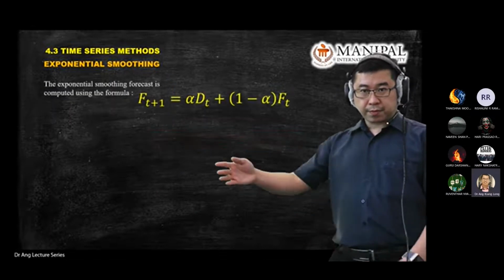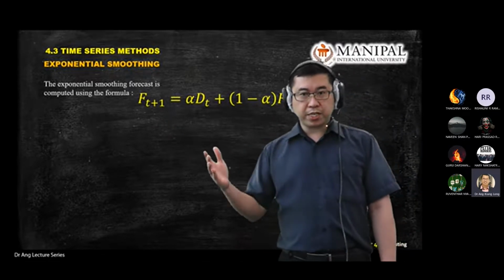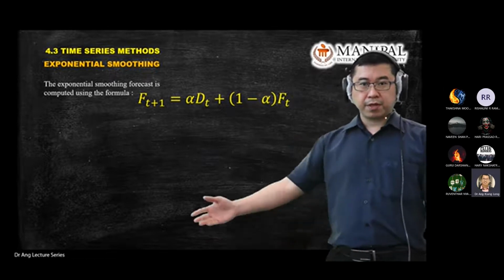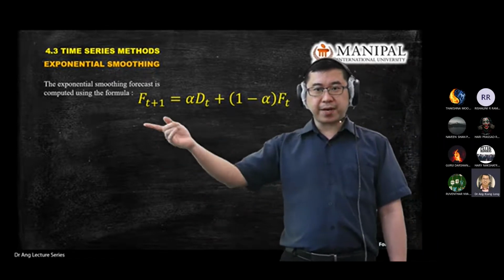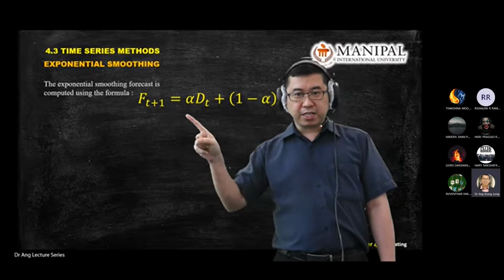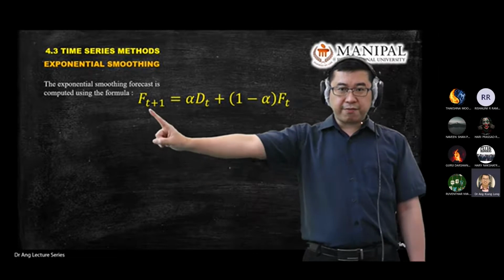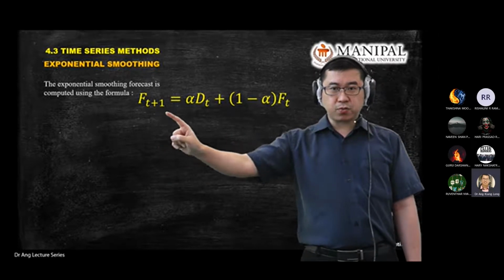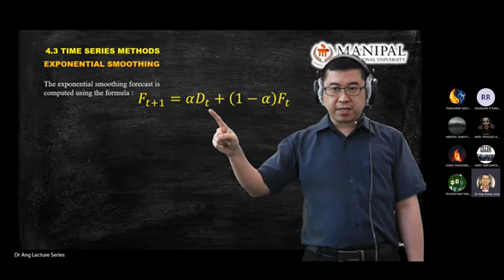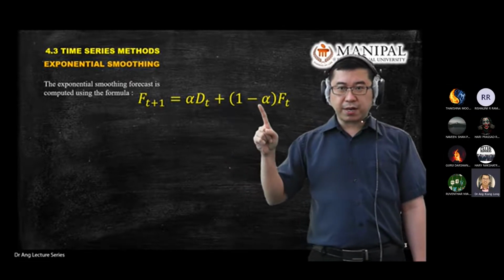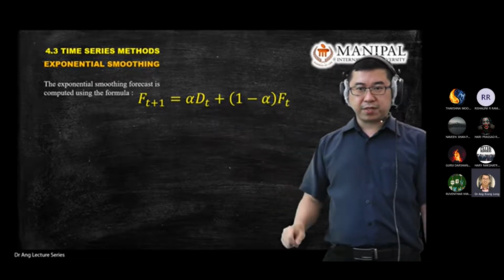Okay. This is the equation that we use for exponential smoothing. Look at the pattern. Don't get scared by the exponential format of the equation. So you have F sub t plus 1 equals alpha D sub t plus (1 minus alpha) times F sub t.